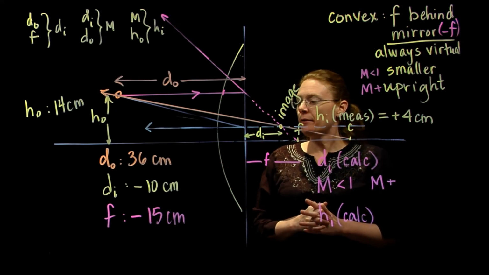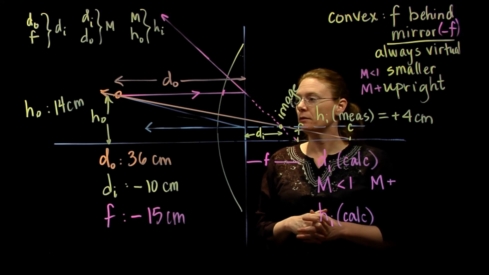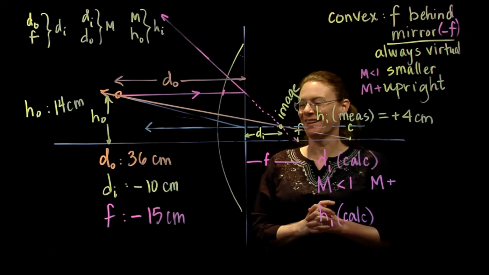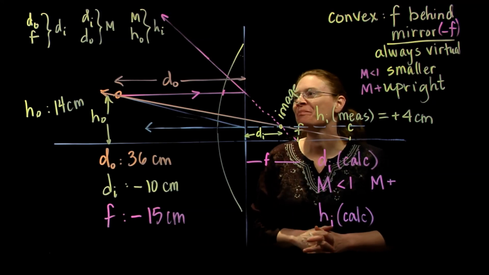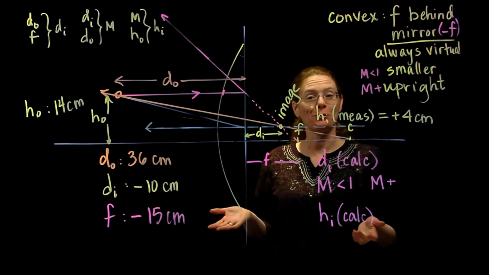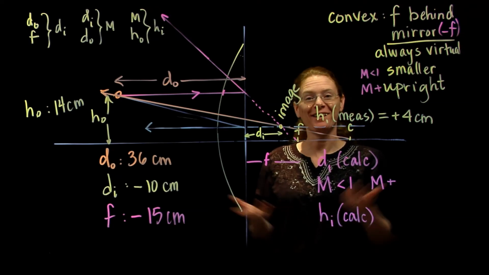And then you can do the math. Double check that the ray tracing looks pretty good. Hopefully it works, because I don't have my calculator. And then that's how we roll with convex mirrors. All right, nice job.